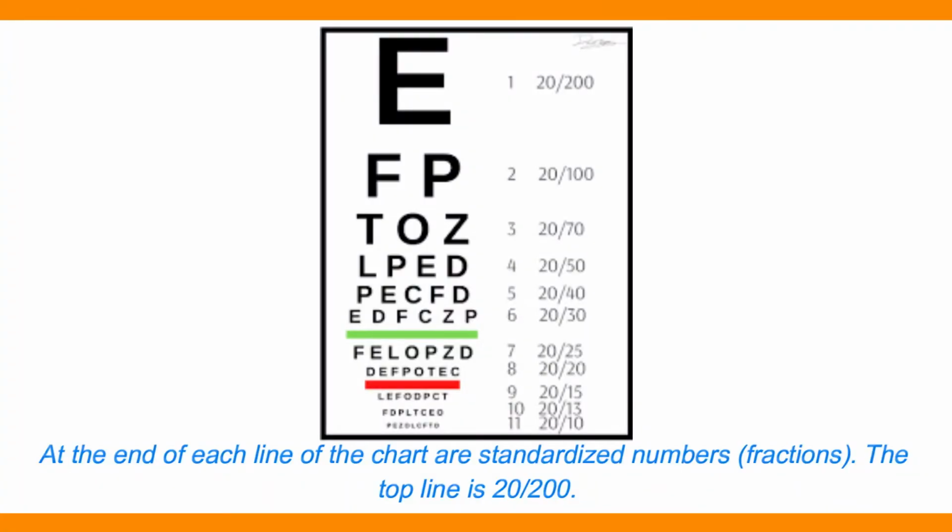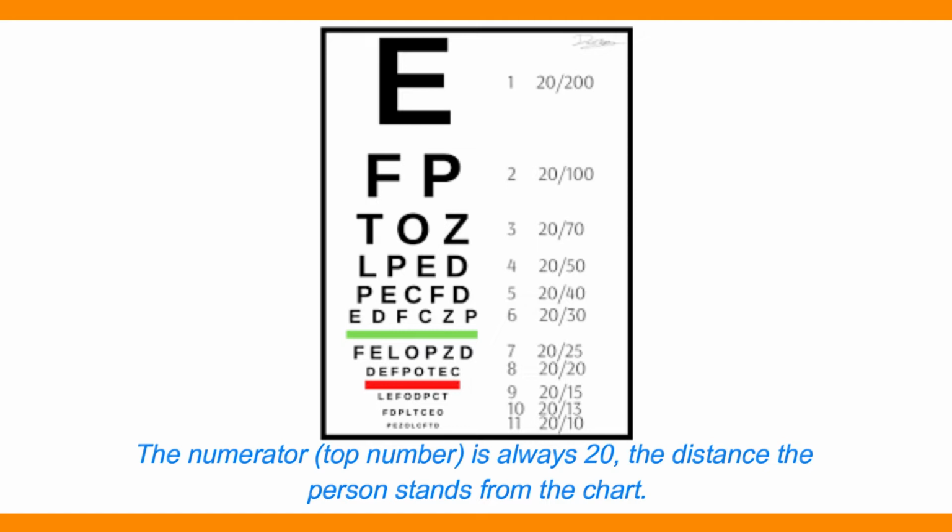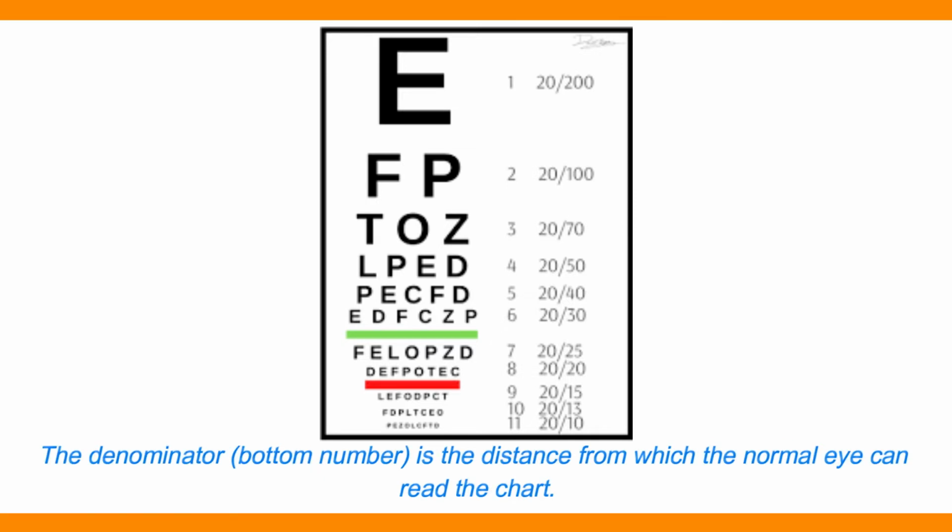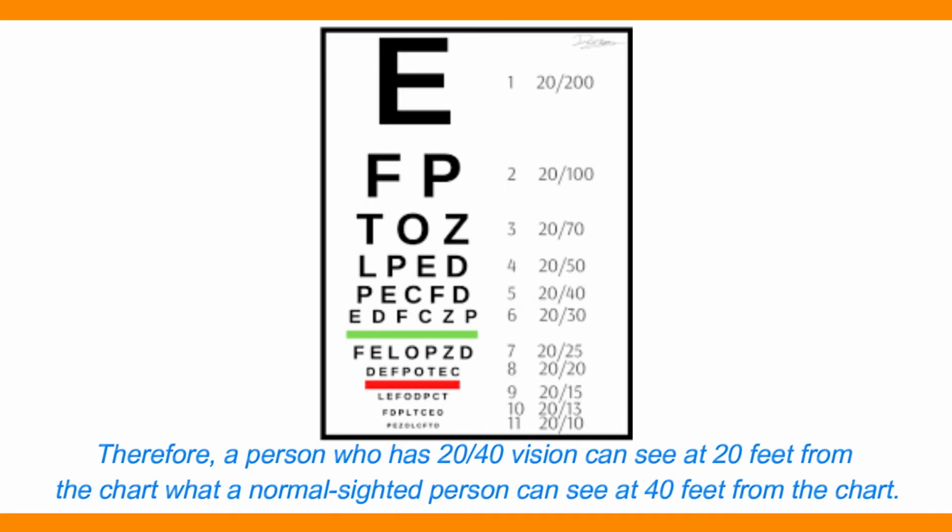At the end of each line of the chart are standardized numbers. The top line is 20/200. The numerator, the top number, is always 20, the distance the person stands from the chart. The denominator, or the bottom number, is the distance from which the normal eye can read the chart. Therefore, a person who has 20/40 vision can see at 20 feet from the chart what a normal sighted person can see at 40 feet from the chart.